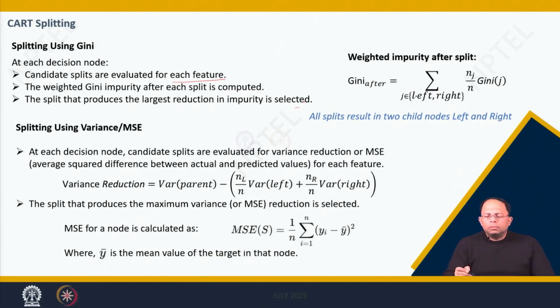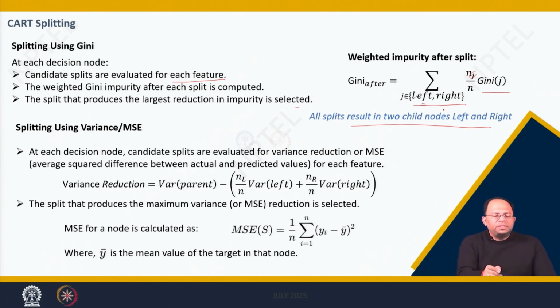decision node. Because there are only 2 sides to it, that is 2 decisions, either left or right, all splits result in 2 child nodes, left and right, and so the notation is over here, j is either left or right, and we sum it up, and then nj by n is that proportion, and the Gini value is calculated for each of these particular splits, for the jth split, for each side either left or right.